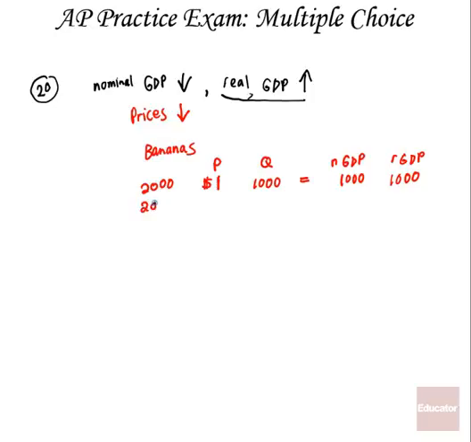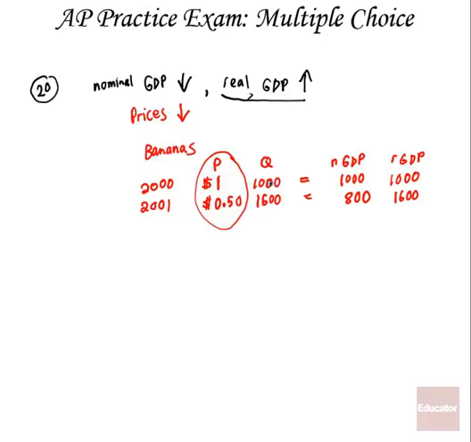Now, what the situation means is that, let's say in the year 2001, the price drops to, let's say, 50 cents, but the quantity increased to 1,600. So the nominal GDP in this case would be 800, and the real GDP here would be 1,600. So if the nominal GDP went down but the real GDP went up, then it's the price that went down. So there was a lowering of inflation rather than a lowering of economic growth here.